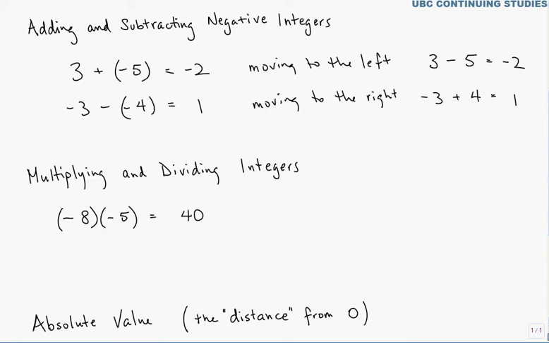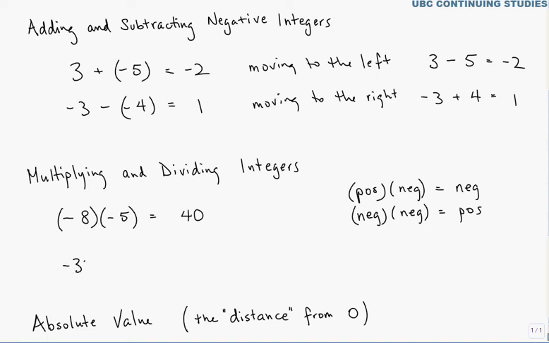Now, the rule is that if you have a positive times a negative, the product is negative. If you have a negative times a negative, the product is positive. And of course, if you have a positive times a positive, the product is positive. We can do the same thing with division.